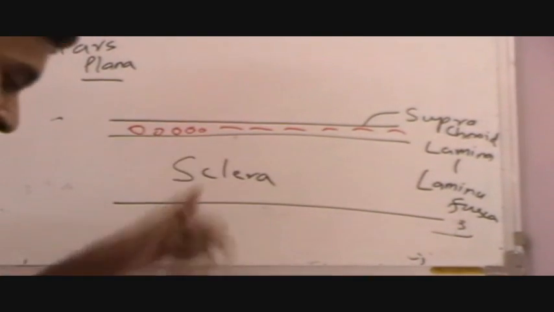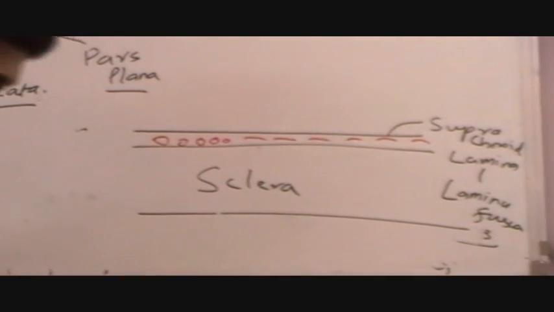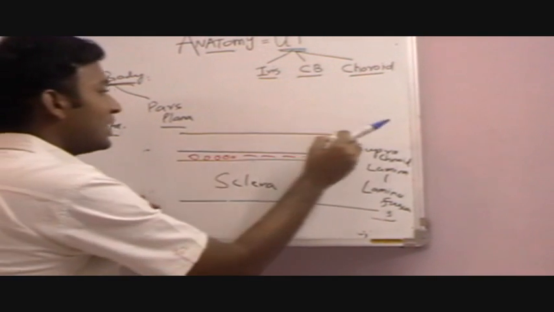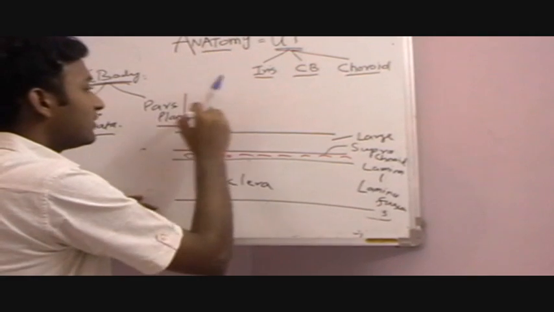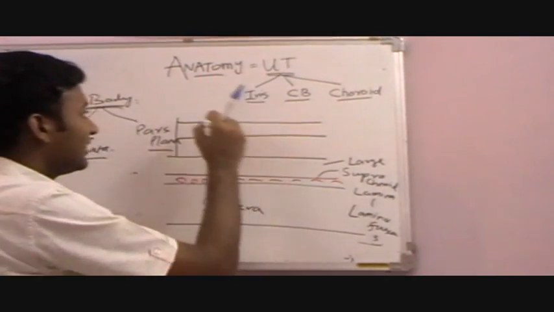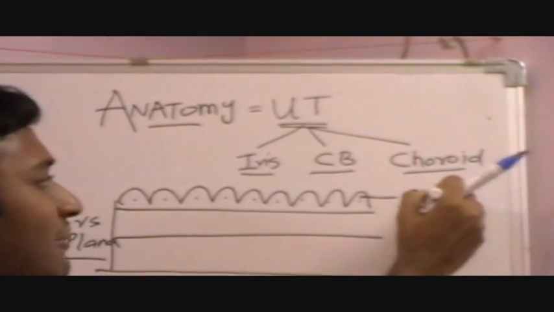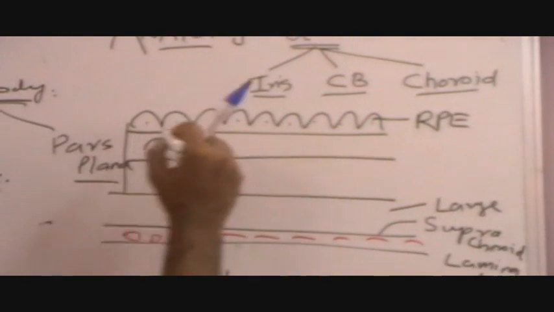SPCA and LPCA. Now, this SPCA will form the choriocapillaries. Okay? So you have different layers here. The layer of large vessels, the layer of small or medium vessels, then you have the choriocapillaries, then you have the retinal pigment epithelium. Then you have the retina, rods and cones come here. So this is the RPE. What is this? Choriocapillaries.